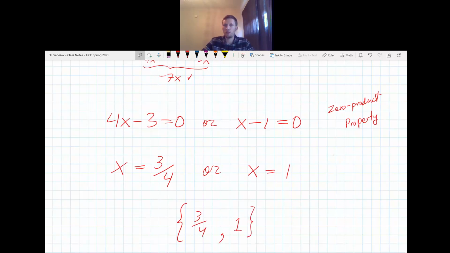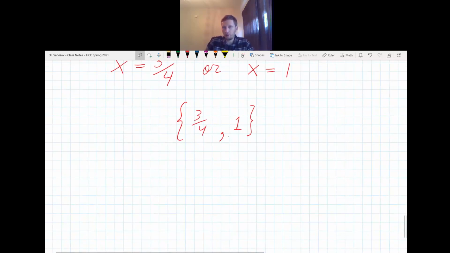Now, let's check. What if we did make a mistake? Who knows, right? Let's check this. You don't always have to do this, but when you're starting some material, sometimes you want to make sure you're understanding what's going on, right? So check. Let's say x is equal to 1. Okay. Left side.